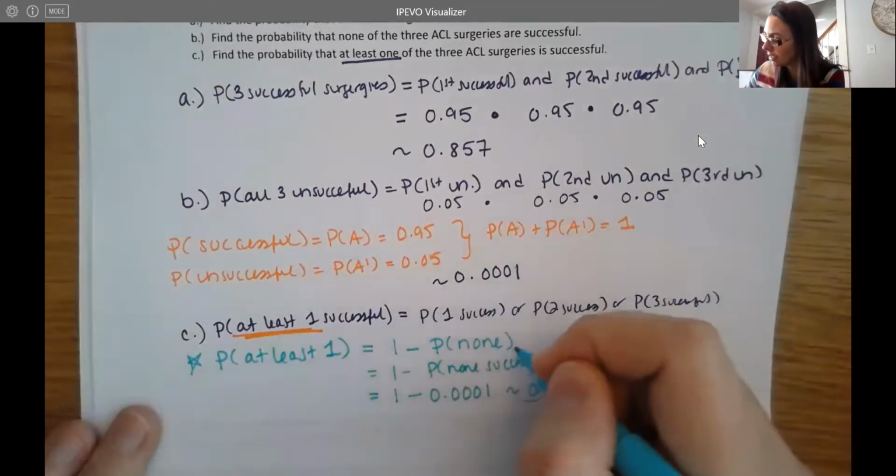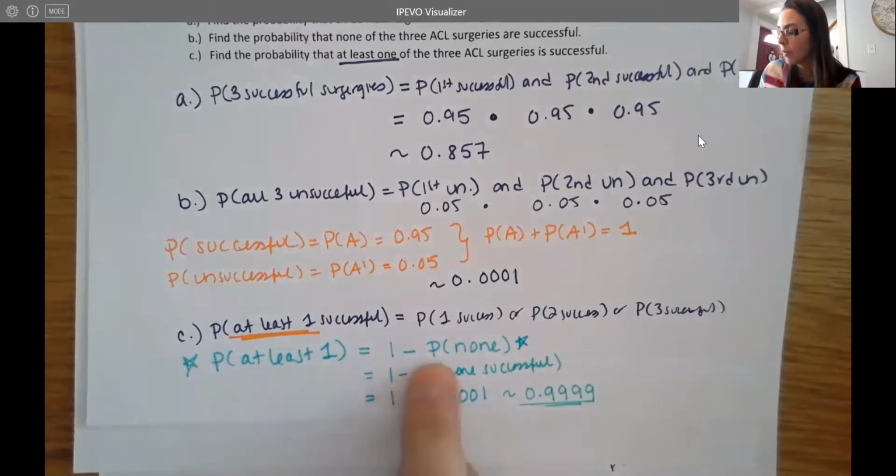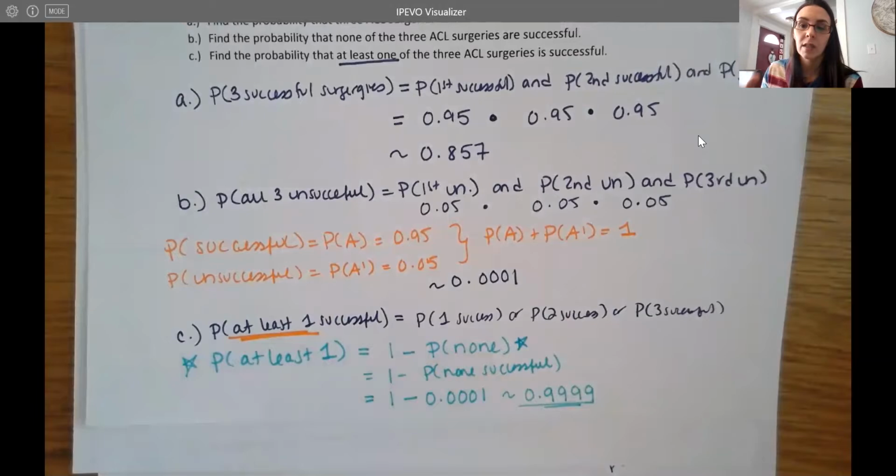So again, I want you to just keep this little formula here in mind. Whenever you have this idea of at least 1, the easiest thing to do is to use the opposite or the complement. So it's often easy for us to find out the probability of none, and then we can subtract that from 1 to get the other side of it.